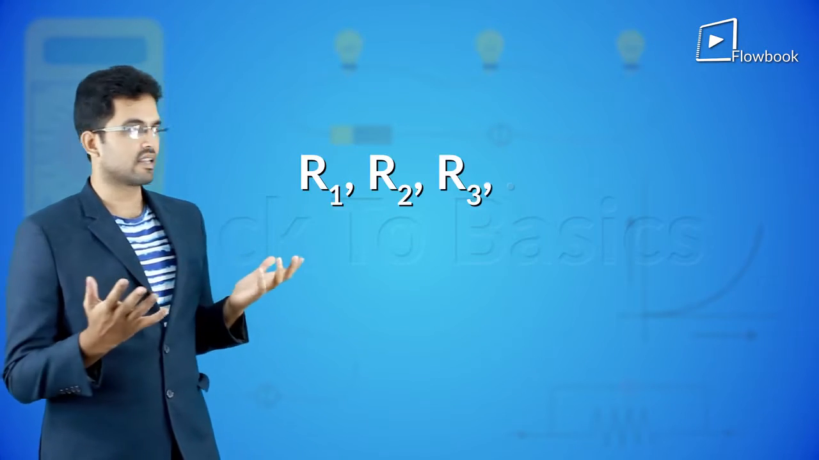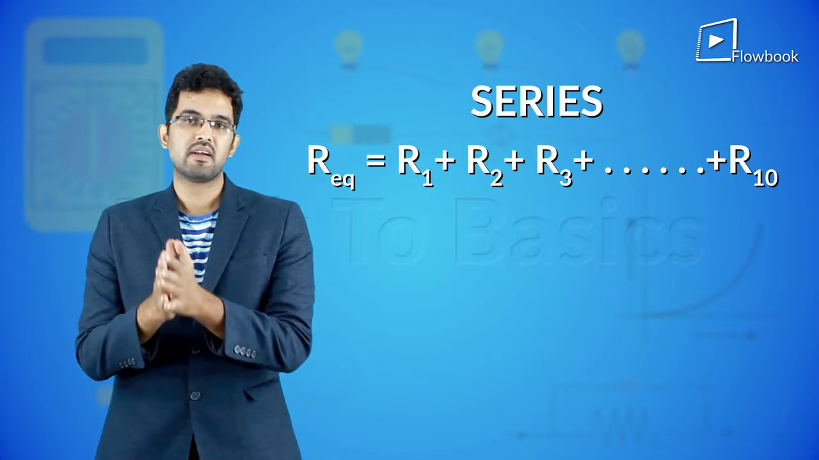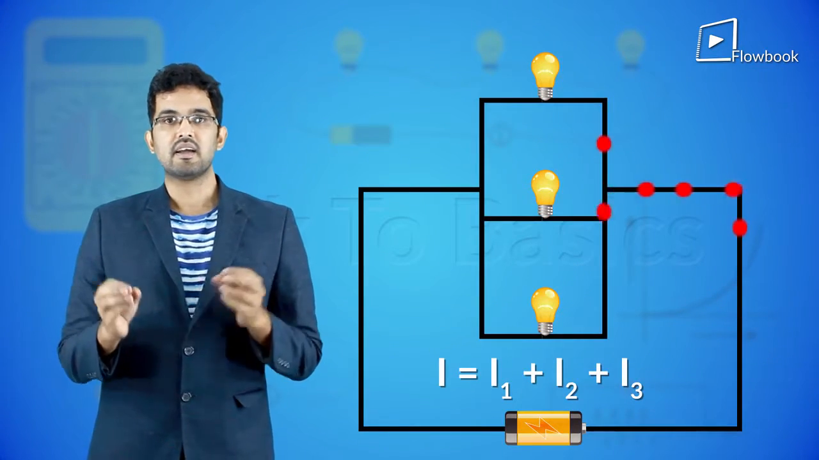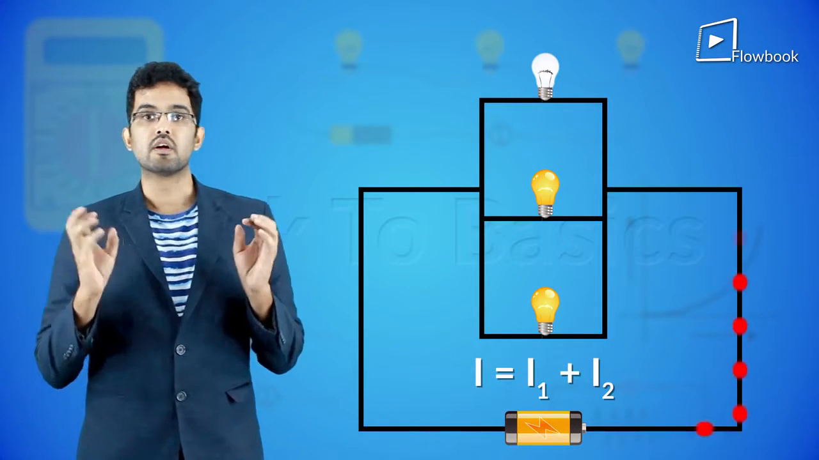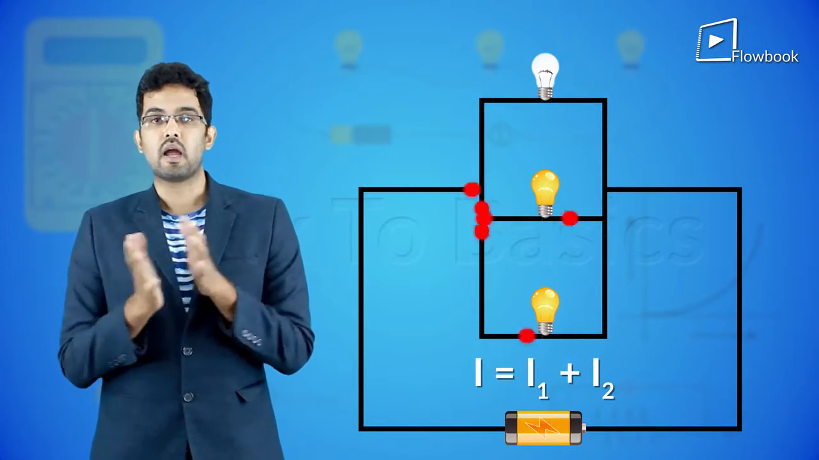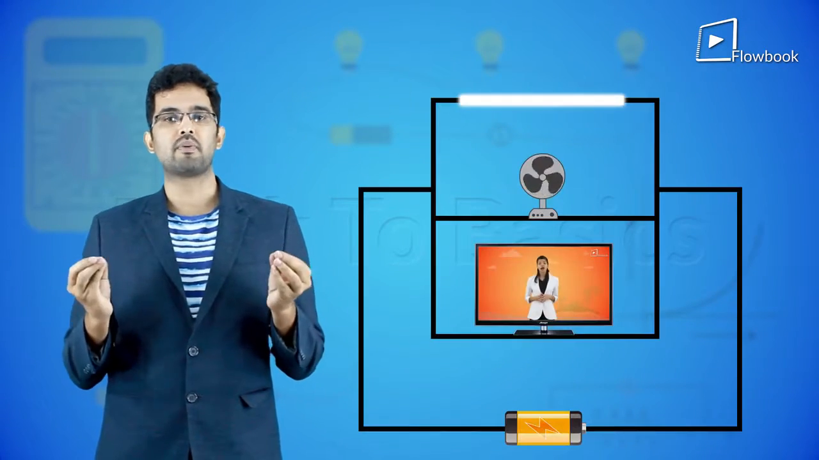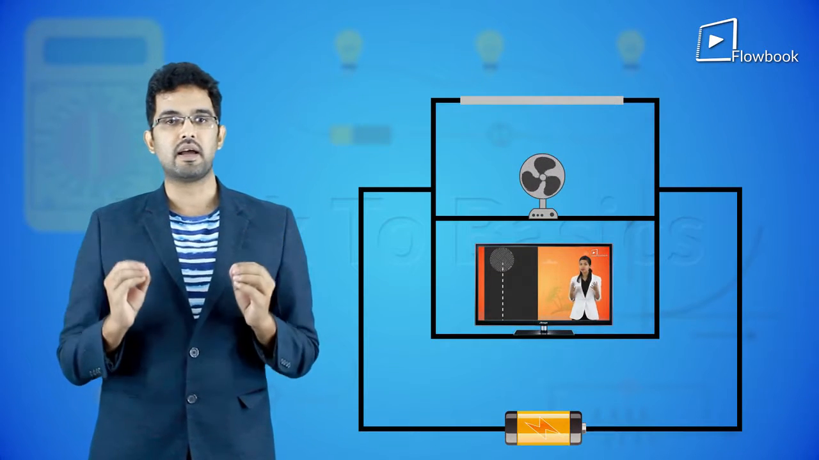It might be 1, 3, 5, 10. If all of them are connected in series, add all of them, and if they are connected in parallel, add the reciprocals. As you can see, in a parallel circuit, even if one of the bulbs breaks down, the total current just gets divided among the other bulbs. Thus, in our home, since all appliances are connected in parallel, even if one tube light fuses, all the appliances continue their functioning.